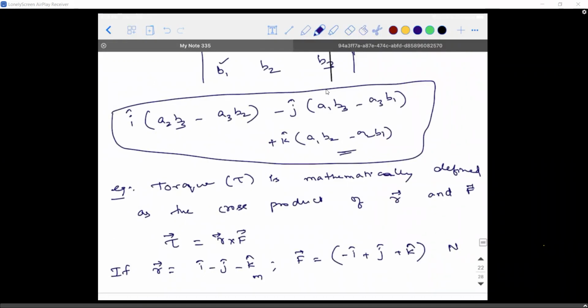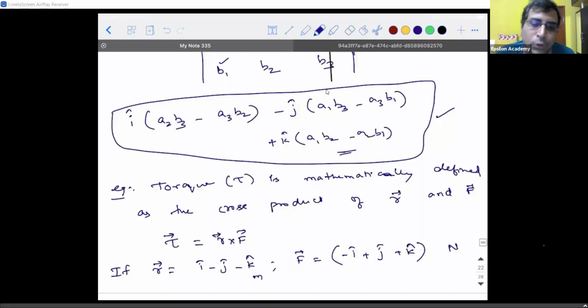Just make a note of this formula and try to use this formula to solve that problem. Let's see if you're able to do it.